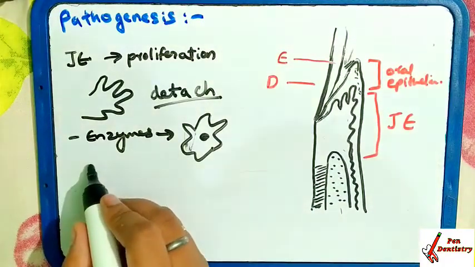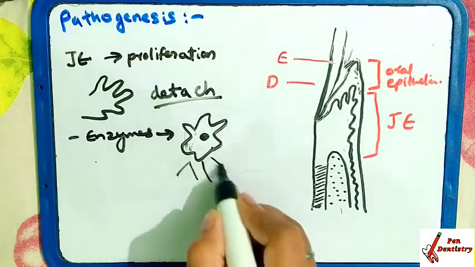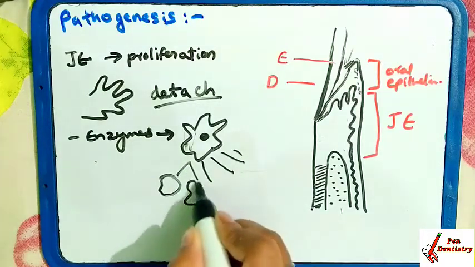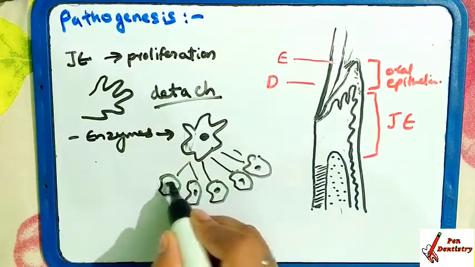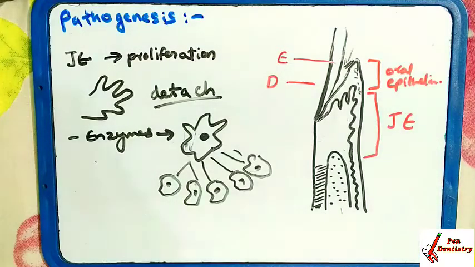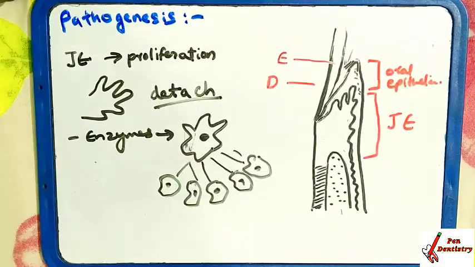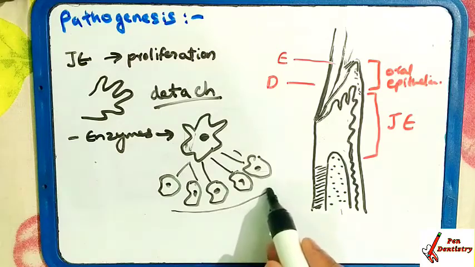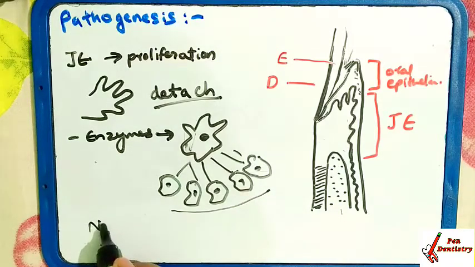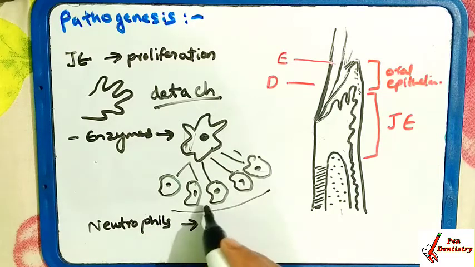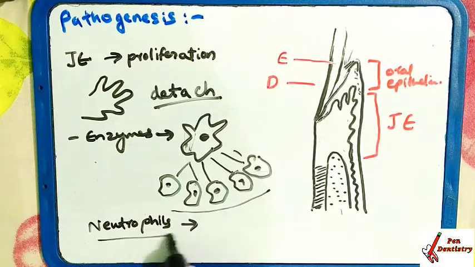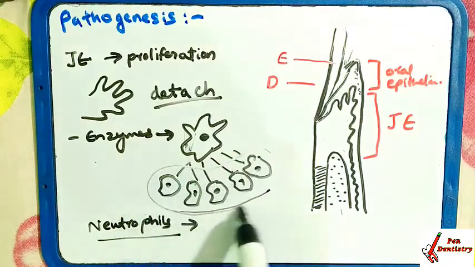Also, when the bacteria grow rapidly, at that time also the detachment of the oral epithelium takes place. After the growth of the bacteria, as you know, neutrophils engulf the bacteria and kill them. And these neutrophils cause the inflammation at the region where they kill these bacteria.